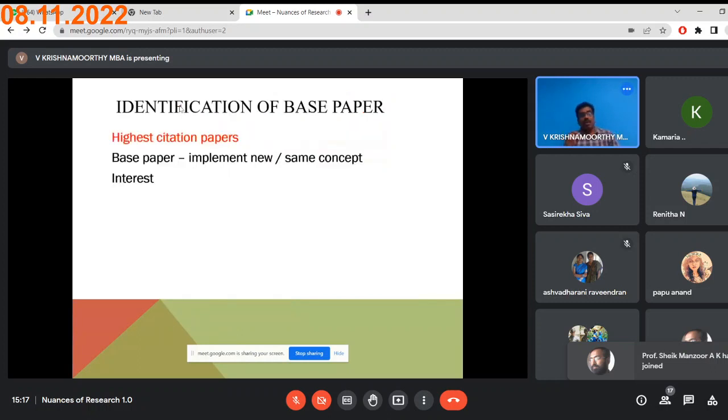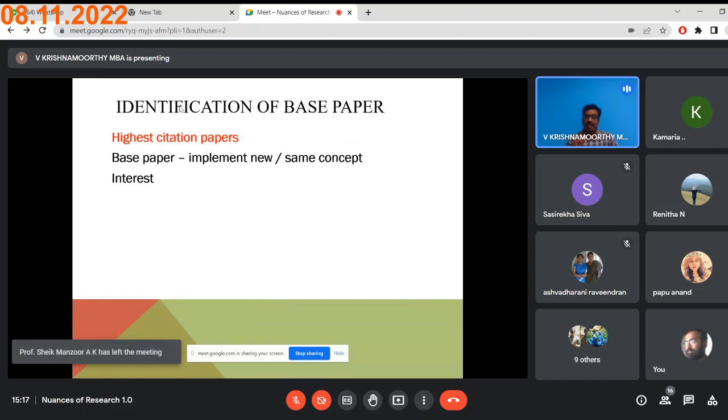Okay. Now, what is the first one? We are doing research. If you take scholars, some scholars are very smart, some scholars are hardworking. As far as research is concerned, smart work is very, very important. So before doing research, first we have to identify the base paper. That is very, very important. Once you know the base paper, you can build the next level concept. It's very simple. So this is the first step, the base paper.